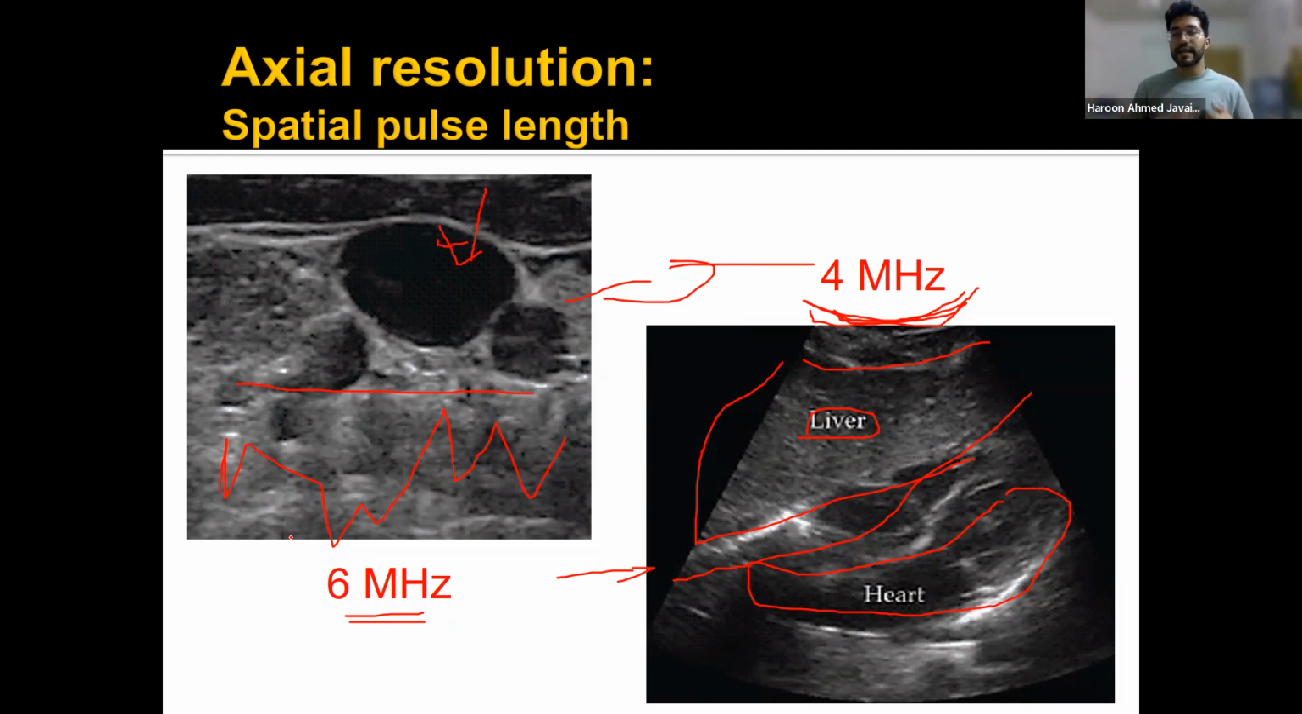So depending on the clinical application, if I want to see the heart, the heart is pretty deep in the body, right? So if I'm going to look at the heart, I'm going to use a higher energy. If I'm going to just look at the liver, which is right beside my skin, I want to use a high frequency.